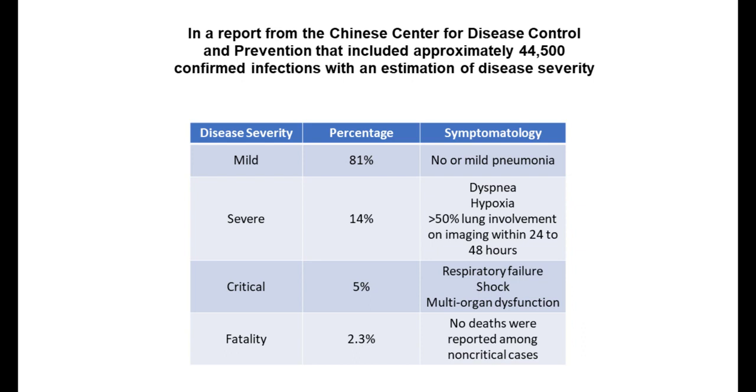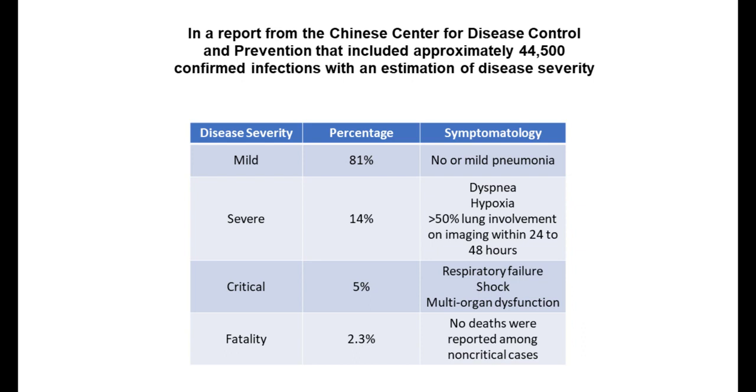In a report from the Chinese Center for Disease Control and Prevention, the Chinese CDC, that included 44,500 confirmed infections, with an estimation of the disease severity. In other words, they were able to really find out what was going on. This is how they established these original numbers, but these numbers have been echoed from more patient populations across the world as they've been coming in.